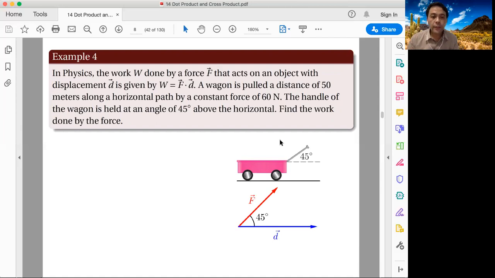So let's suppose that a wagon is pulled a distance of 50 meters along a horizontal path by a constant force of 60 newtons. The handle of the wagon is held at an angle of 45 degrees above the horizontal. Find the work done by the force. Now, take note that the force and the displacement are vectors, but we don't know what these vectors are. So what is our remedy? Now, since we know the angle is 45 degrees, we can make use of the cosine formula.